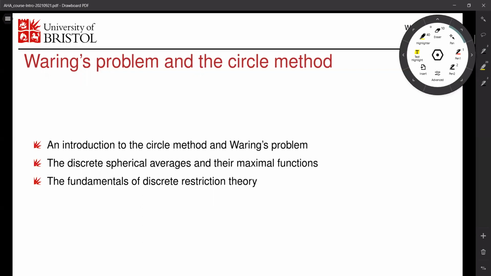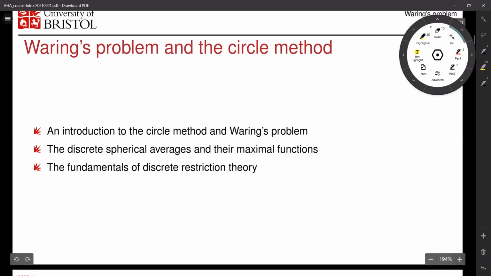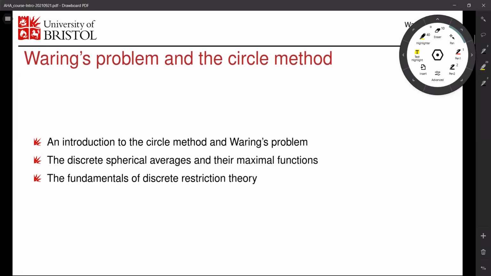And then we'll move on to the discrete spherical averages and their maximal functions. So that's one of these more modern variants on Waring's problem that we're going to look into, and we'll spend a bit of time there going over the seminal results. And then we'll move on to discrete restriction theory, which is also another huge topic in this area. And with luck and time, we'll be able to get to some of the recent developments there in terms of the Vinogradov mean value theorems, and maybe highlight a couple of the techniques that go into that. But we'll start with some fundamentals there and some classical results.